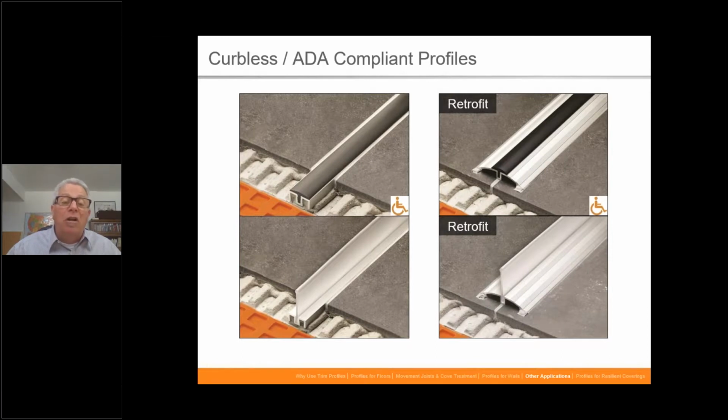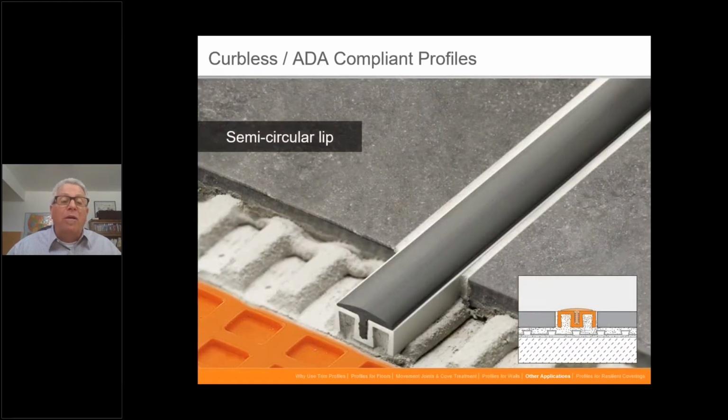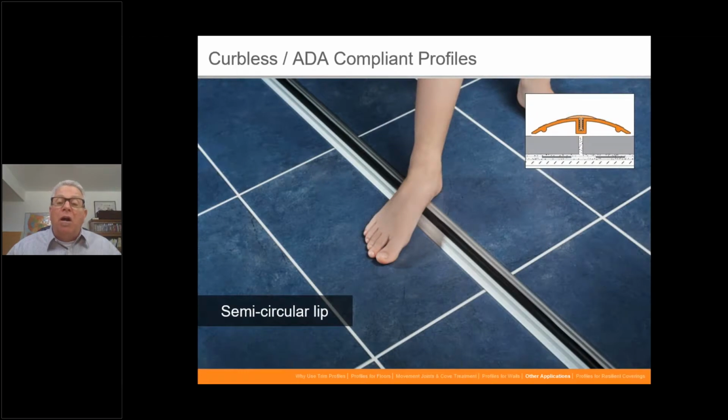So you can see here, both can be installed when the tile's being installed or being put over the top of the existing one. This one has a nice little semicircular lip, so it doesn't show up a whole lot. This does meet the ADA compliance for slope ratio and so forth, and will hold back actually a considerable amount of water. You can use it retrofitting if you need to put it in after the fact.